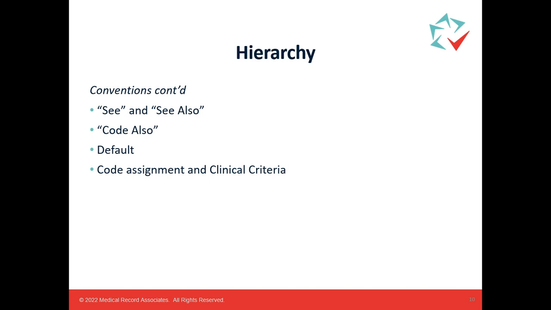So as a coder, doesn't matter how long you've been coding, you need to make sure that you understand the conventions, and it's always good to refer back to the book or to the online version of the conventions for more information. But conventions are at the top of the hierarchy, so that's what you go to first when you're trying to figure out a code selection.